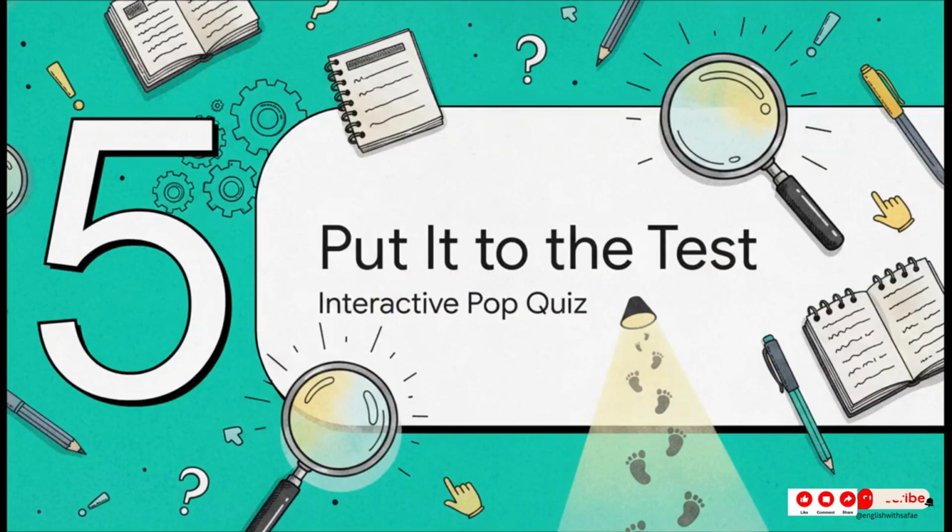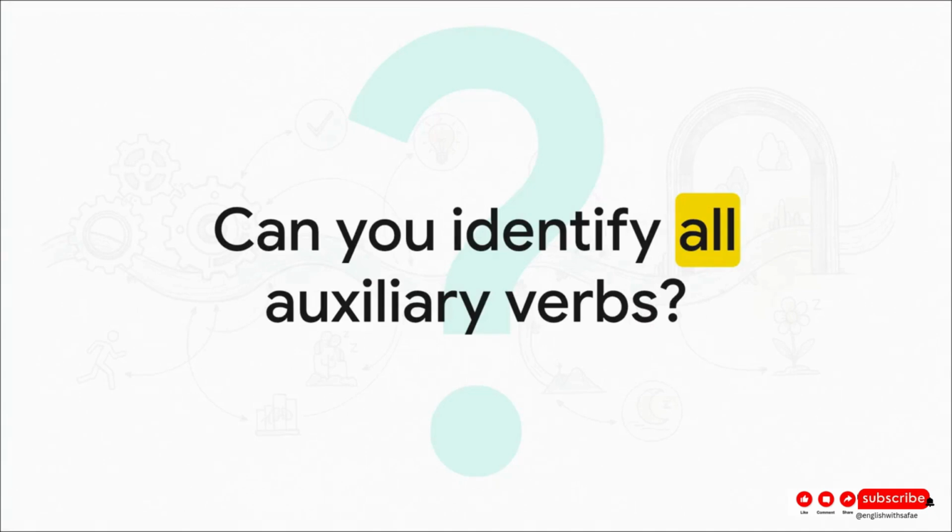All right, section 5, time to put it to the test. Okay, we've studied the toolkit, and now it's your turn. We're going to put this to the test with a quick, interactive pop quiz. Here's your first challenge, quiz 19.1. I'm going to read this paragraph slowly. Your job is to mentally circle every single auxiliary verb hiding in the text.